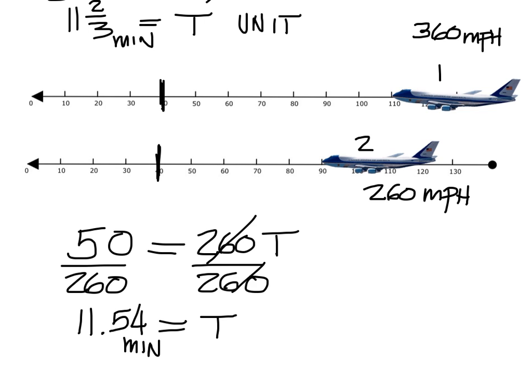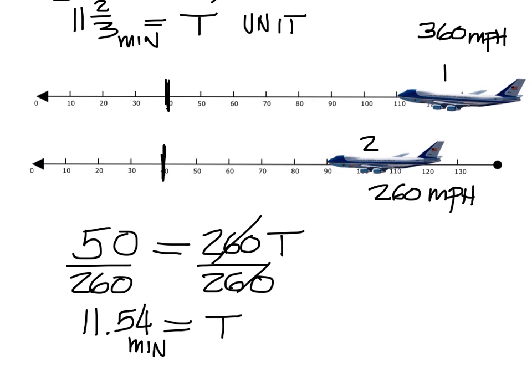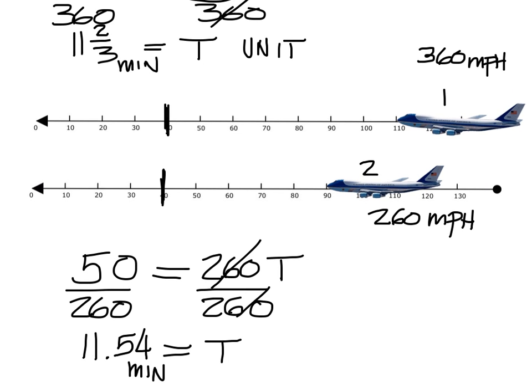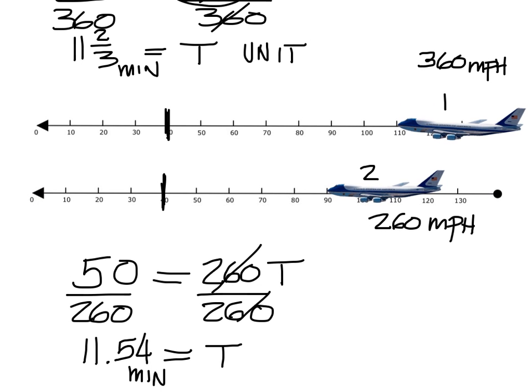So if these planes are both traveling at the same time, one is doing 360, the other one is doing 260. The first one is traveling 70 miles. Second one is traveling 50 miles. Which plane is going to make it to that mark first? Which plane is making it to this mark first? Airplane 1.